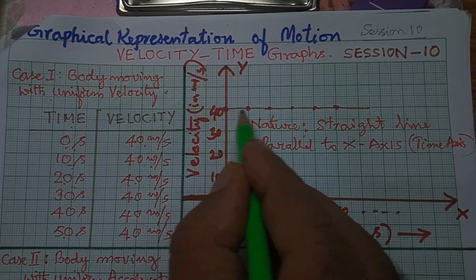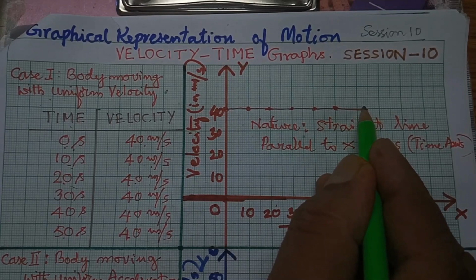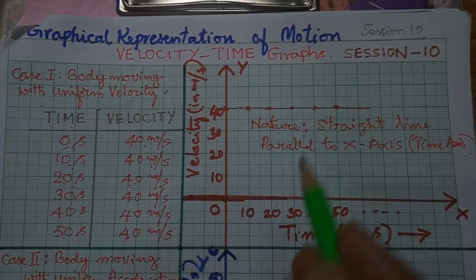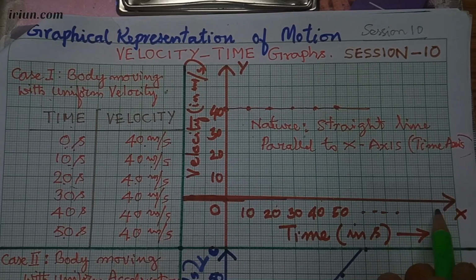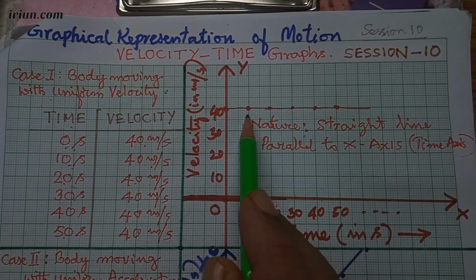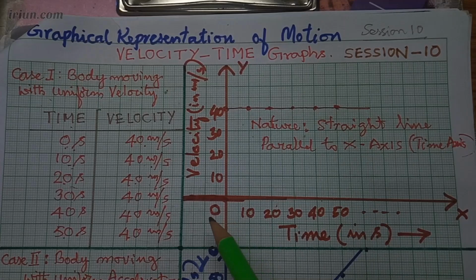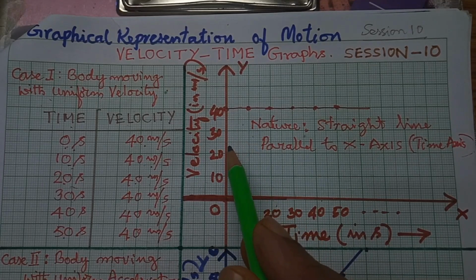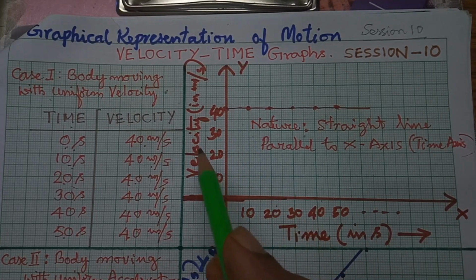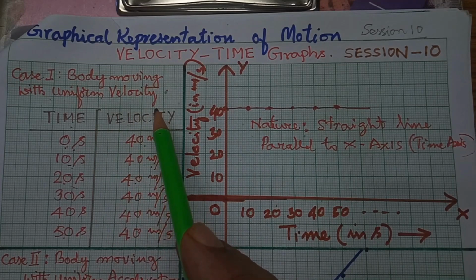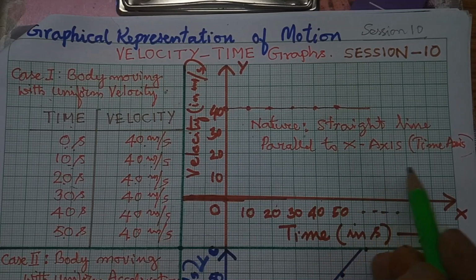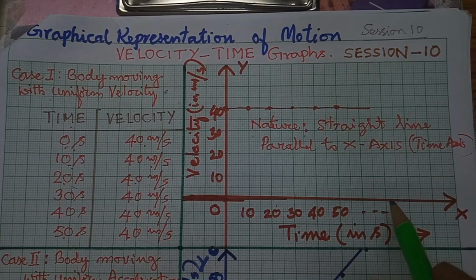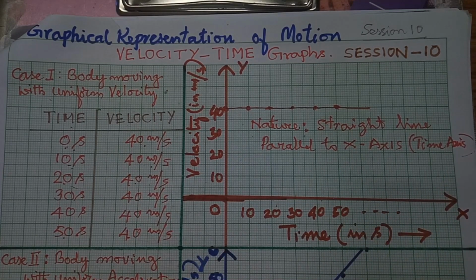If you join these points, that line will be a straight line, and also it is parallel to the x-axis. Okay, see, it is clearly parallel to the x-axis. So, this is the velocity time graph for a body moving with uniform velocity. We say that the nature is a straight line parallel to the x-axis, that is the time axis. Now, let us go to the second graph which I explained.